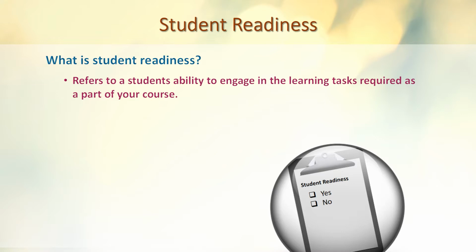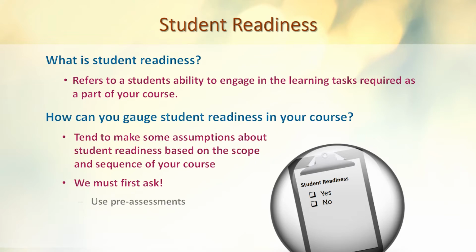Before discussing these variables, let's define student readiness. Student readiness refers to a student's ability to engage in the learning tasks that are required as part of your course. As an instructor, how do you gauge a student's readiness to engage in the learning tasks required for your course? You could make assumptions about student readiness based on the scope and sequence of your courses. However, these are just assumptions. There is no solid evidence to prove your assumptions are correct.